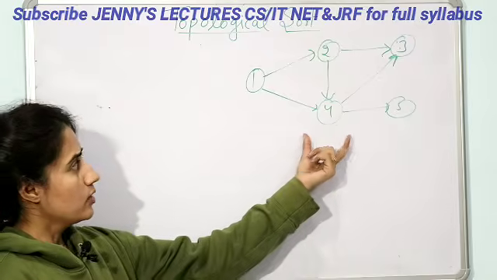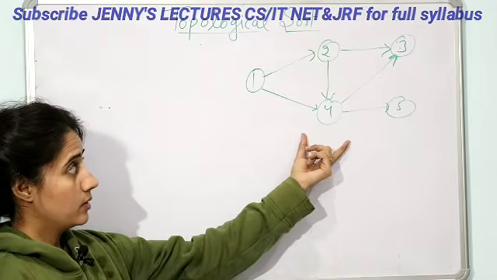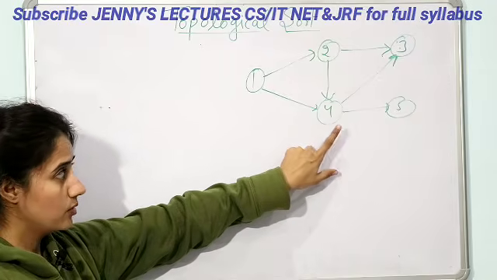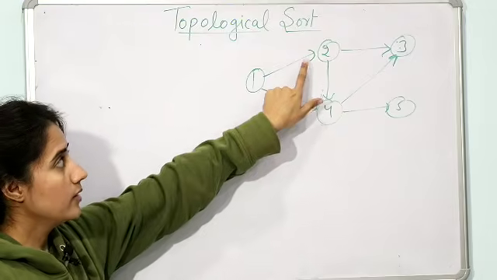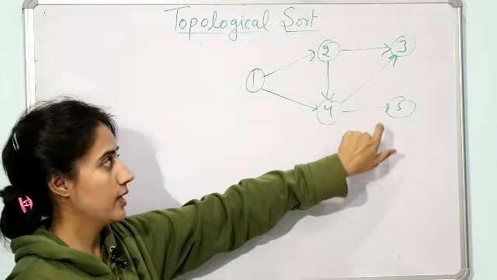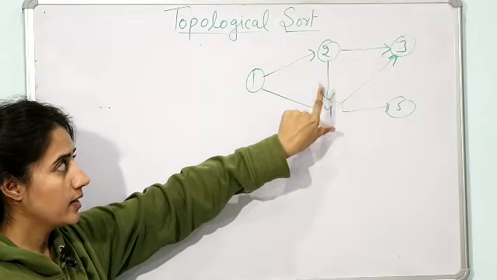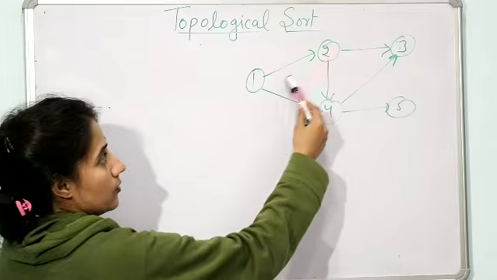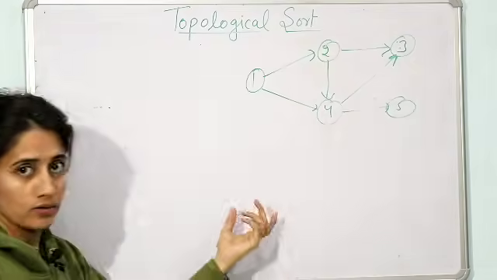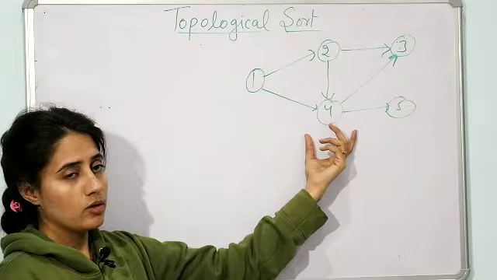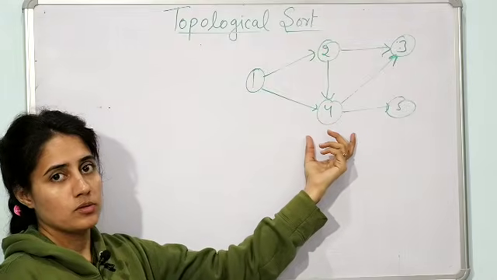Now, suppose this one is our graph. See, this is a directed graph. Is it a directed acyclic graph or not? First of all, check it out. This is directed, yes, every edge is having some direction. Is there any cycle, directed cycle? No, this is not coming like that. There is no cycle. So, topological sorting or topological ordering of this graph is possible.